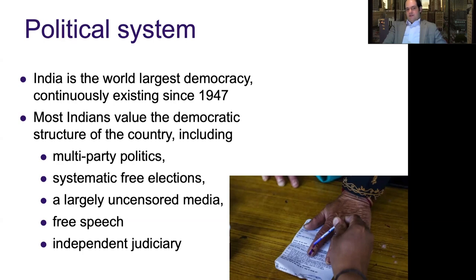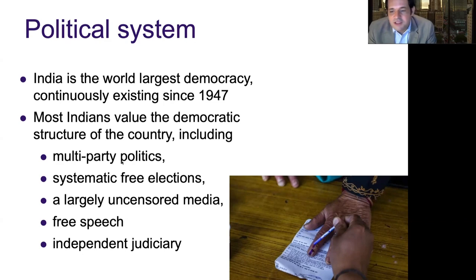It also has, of course, key features which most democracies have, and which are seen as very valuable by foreign investors, especially Western foreign investors. So the large and uncensored media, free speech, and especially an independent judiciary are cornerstones of a democracy, but also cornerstones for companies in order to have trust within the political system.